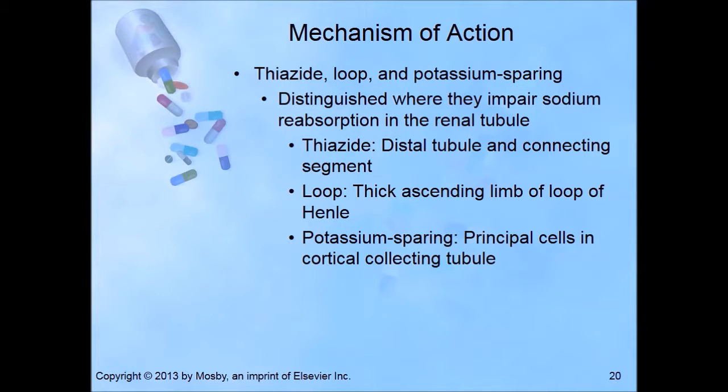Loop diuretics act in the ascending limb of the loop of Henle, where 25% of the sodium is normally reclaimed. Thiazide diuretics act on the distal tubule, where 3 to 5% of the sodium is reclaimed. The collecting duct is the site of action of potassium-sparing diuretics. Normally, only 1 to 2% of the sodium is reabsorbed at that site. These drugs, as their group name implies, limit urinary losses of potassium.